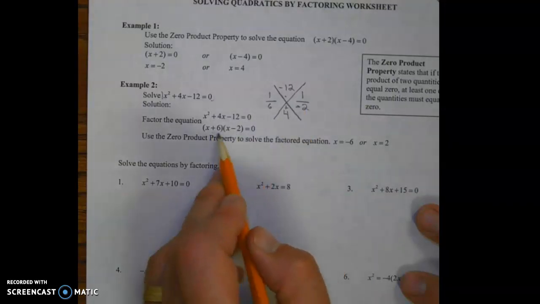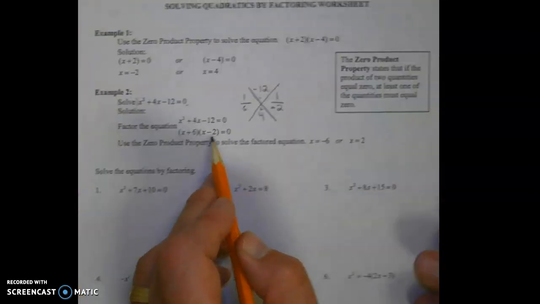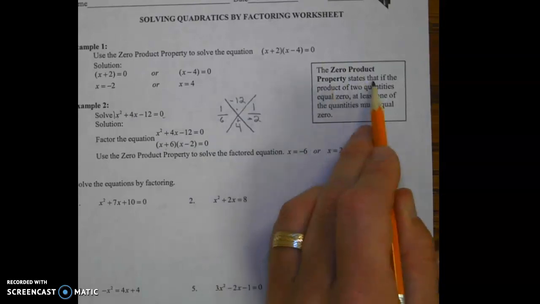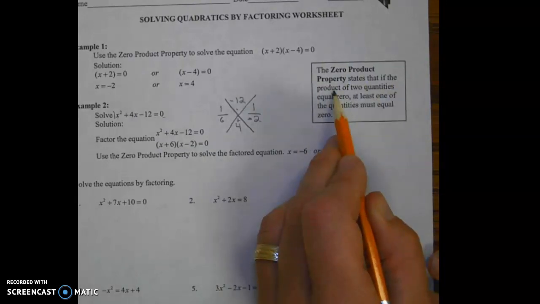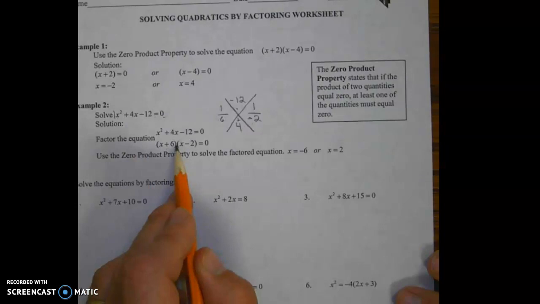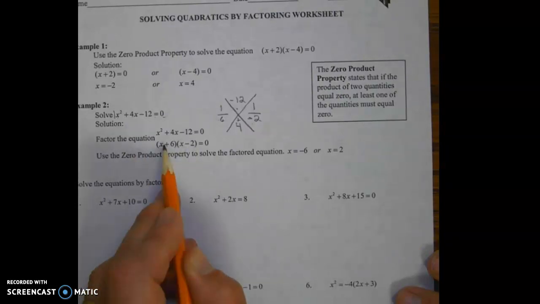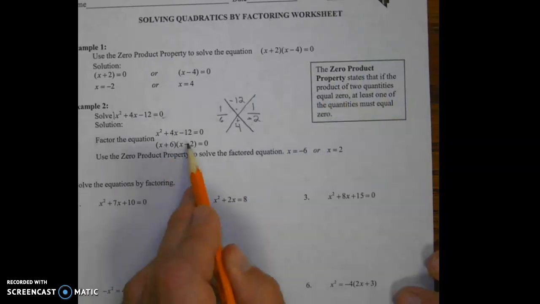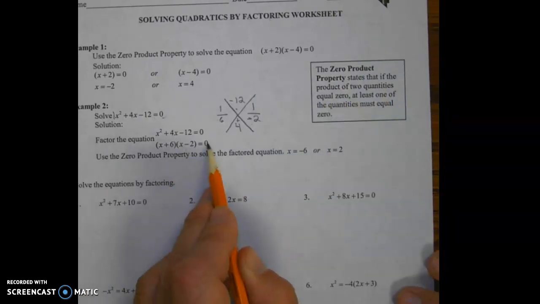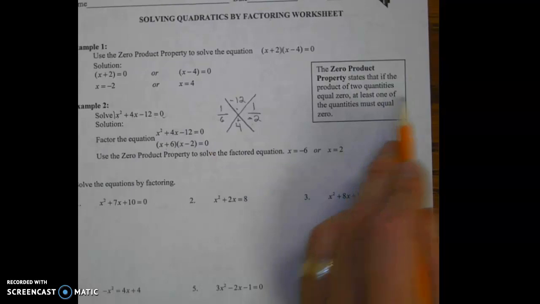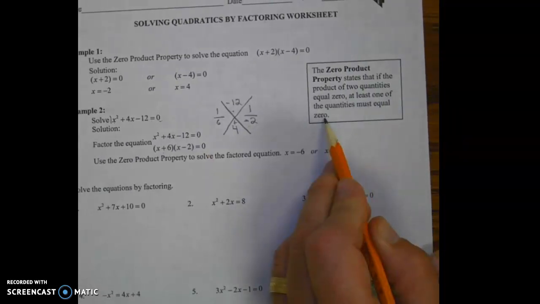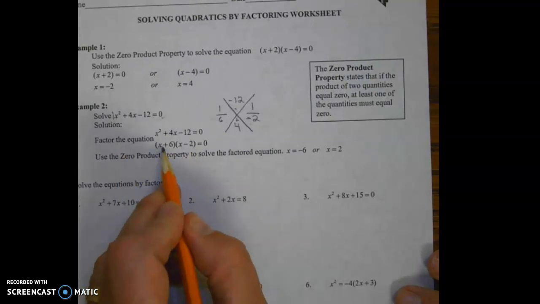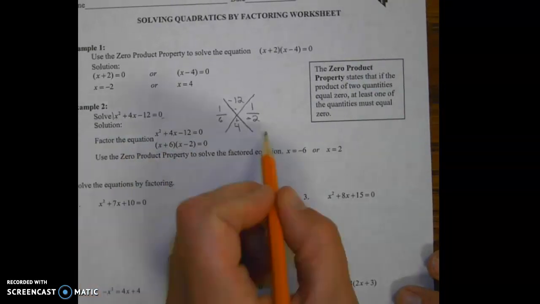So now that we have factored this, we're going to use the zero product property. It states that if the product of two quantities equals 0, okay, that means multiply, so these are the two things we're multiplying, then at least one of the quantities must equal 0. So to get the solutions, we're going to set each quantity equal to 0.